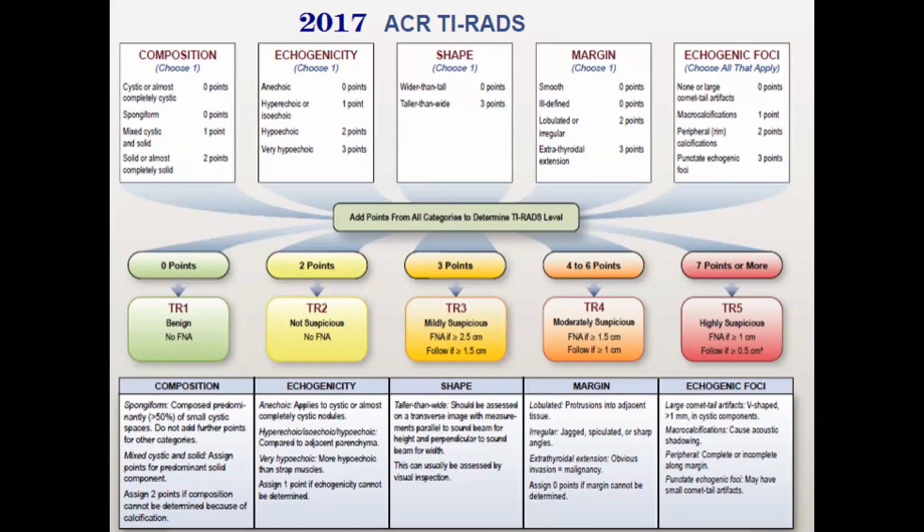Just a quick review of this diagram. At the top of the diagram, we have 5 areas that we're going to look at for each nodule: composition, echogenicity, shape, margin, and echogenic foci. Each nodule will get a point, and possibly 0 points, for each one of these. Then you'll add it together, put it into one of these categories, and decide from there if an FNA is needed or if we're going to follow up in 1 year, depending on the category.